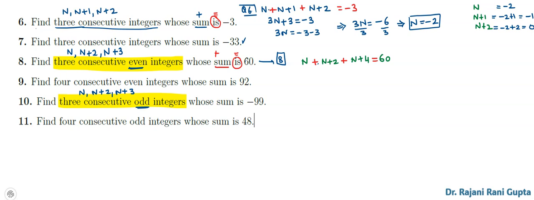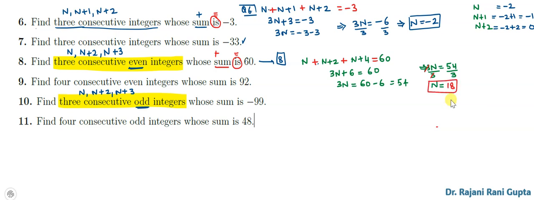Okay, now solve it. Add them. How many times is n there? 3n. 3n plus 2 plus 4, which is 6, is equal to 60. So 3n is equal to 60 minus 6, which is 54. So you have n is equal to 54 divided by 3. Why divided by 3? Because 3n is 54. So to cancel 3, you divide it by 3. So you get the value as 18.